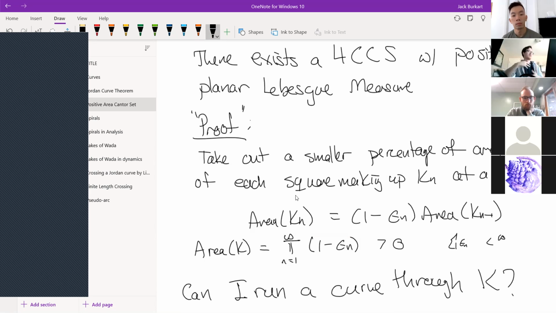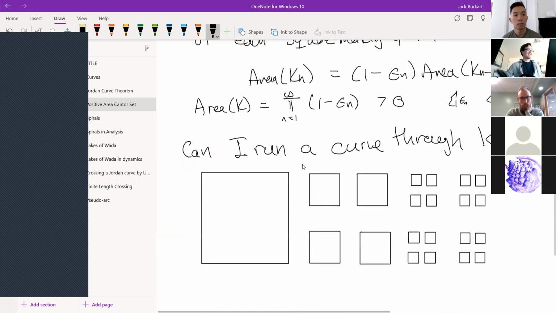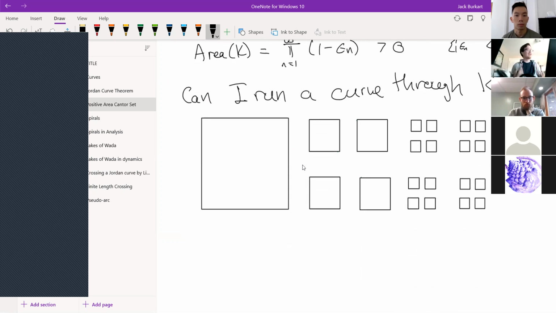There's some way to pass through. You want this infinite product to be non-zero if the infinite sum has some sufficiently nice property. So we can construct positive area Cantor sets. And even better, I actually claim that I can run a Jordan curve through this positive area Cantor set. So I want to show you how I can take a Jordan curve, a simple closed curve, and it's going to pass through every single point in this positive Lebesgue measure Cantor set. It sounds kind of bizarre, but it's actually not so difficult to do.